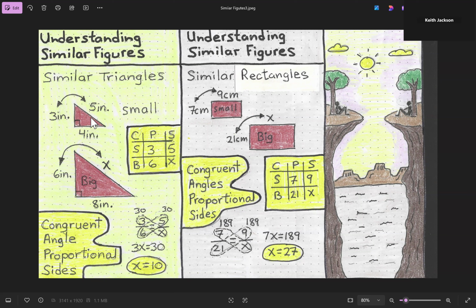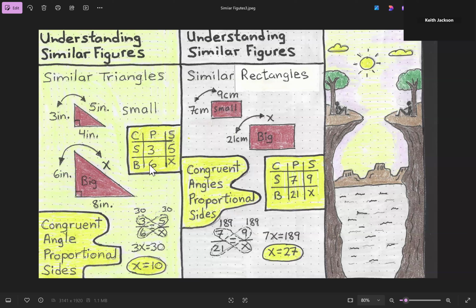We have a small triangle and a big triangle that happen to be similar figures. Because they have congruent angles and proportional sides, we're just going to create this little tic-tac-toe chart right here. This C stands for congruent, this P stands for proportional. Because we're trying to find the length of X for the big triangle, we're going to put sides right here.